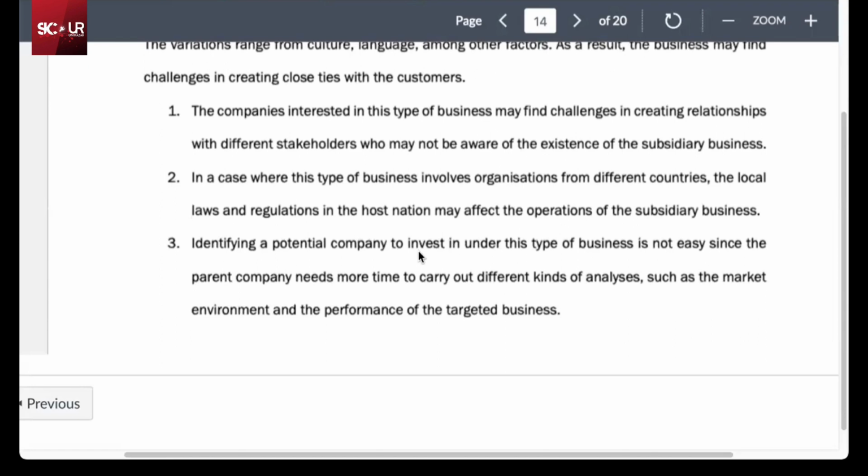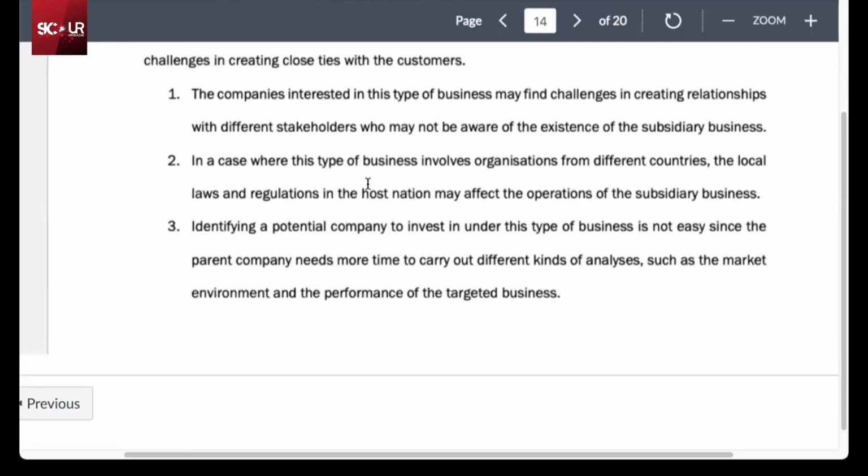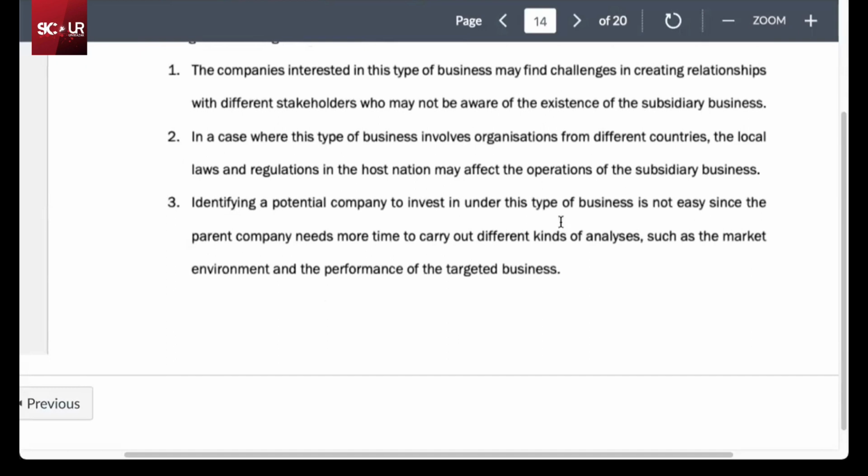It's not easy for a potential company to invest in this business, since the parent company needs more time to carry out different analysis. All the strategic planning is coming from the parent company, so it might be difficult for a potential company to invest in this type of business. Some of the analysis includes the market environment and the performance of the target business. For example, a company in the US establishes a subsidiary in Malaysia, owning 100% of the Malaysian subsidiary's shares.